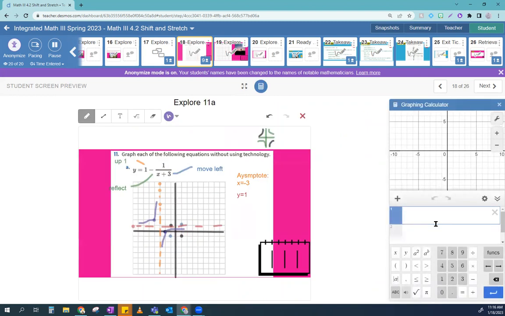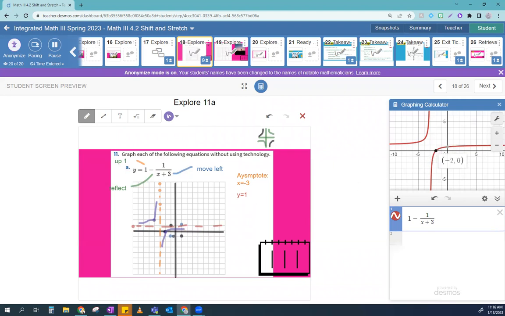So I would verify it by using my tool. 1 minus 1 over x plus 3. Is this kind of looking like my purple stuff? No judging, Ms. Johnson, your branches look horrible. Yes, that's correct, right? But it did move over left 3. It did move up 1. I do see this point at negative 2, 0. See this point right here, negative 2, 0? It's this point right here.